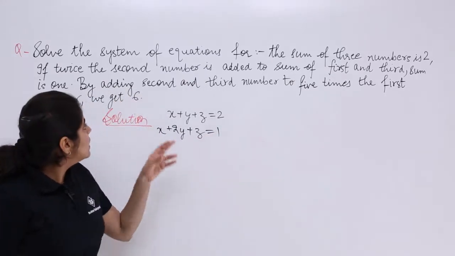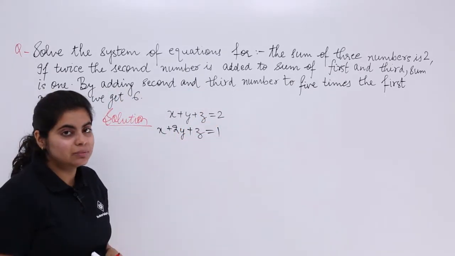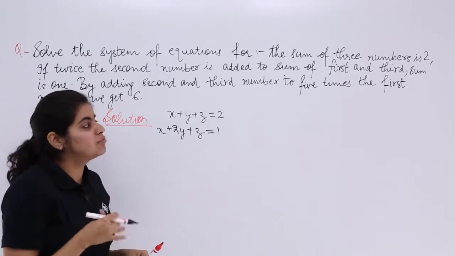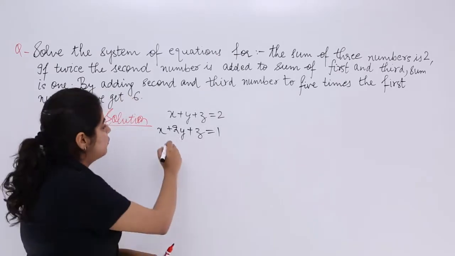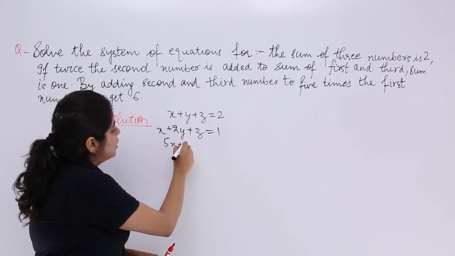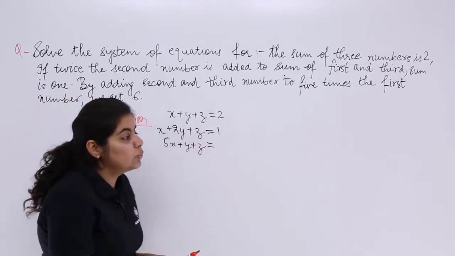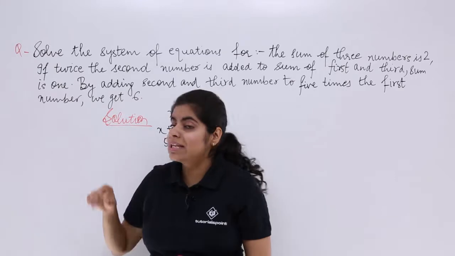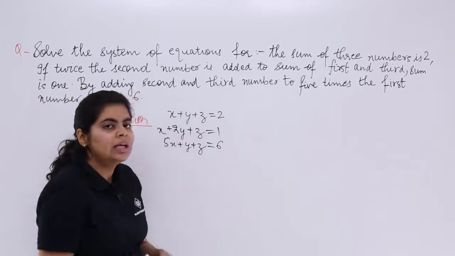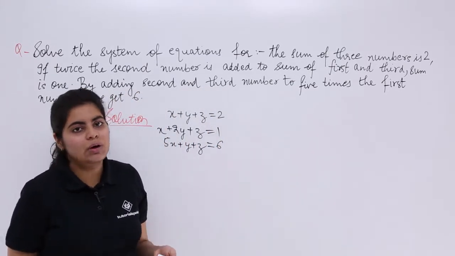Next, by adding second and third number, that means y and z, to 5 times the first, you get 6. So 3 equations, 3 unknowns, you know how to solve.